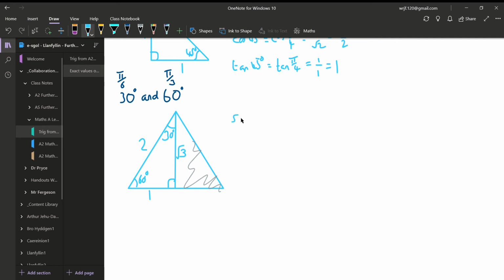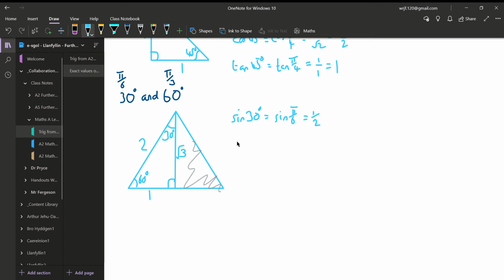the sine of 30 degrees, which obviously is the same as the sine of pi over 6 radians. So I'm focusing on my 30-degree angle here and looking for the opposite and hypotenuse, opposite being length of 1, hypotenuse being a length of 2, so I've got a trig ratio of 1/2 for the sine of 30 degrees or pi over 6 radians.